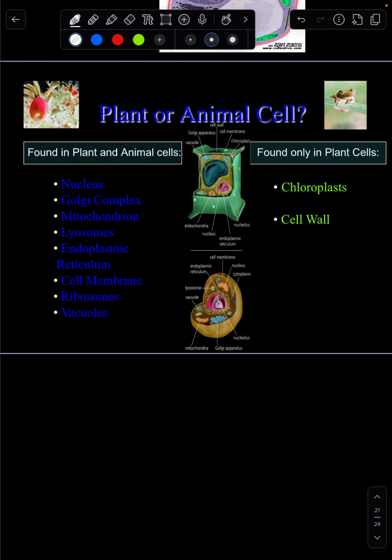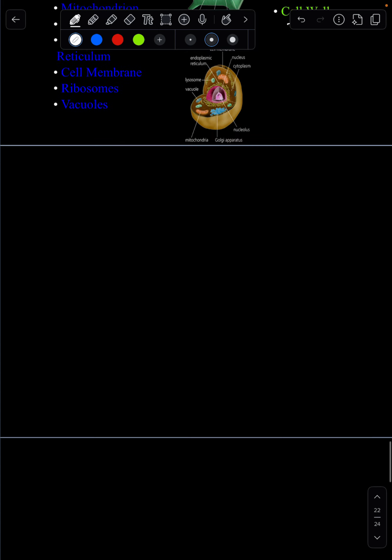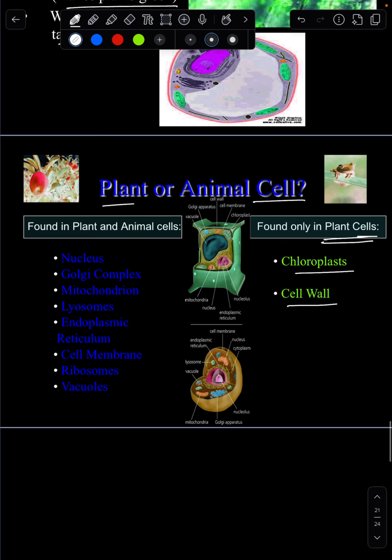Now we have seen both plant and animal cells, so these are the differences present. In both plant and animal cells we have the nucleus, Golgi, mitochondria, lysosomes, endoplasmic reticulum, cell membrane, ribosomes, vacuoles. But only in plant cells we have chloroplast and cell wall. Next, we will cover the cell organelles' functions in depth in the next chapter.